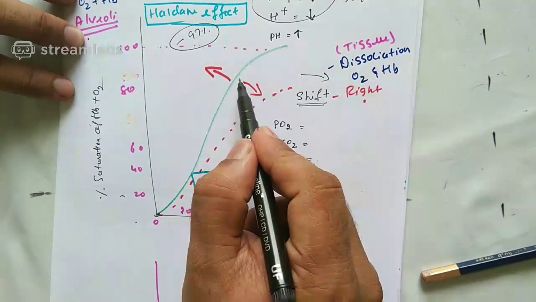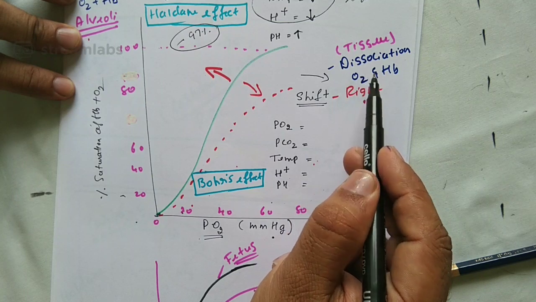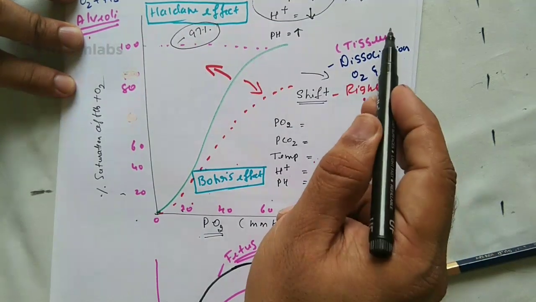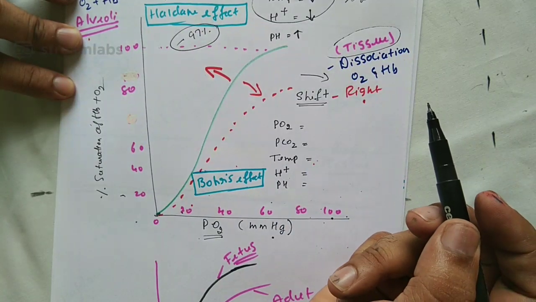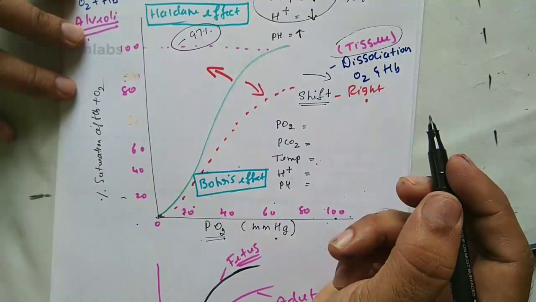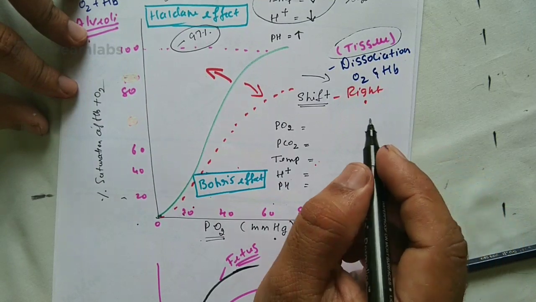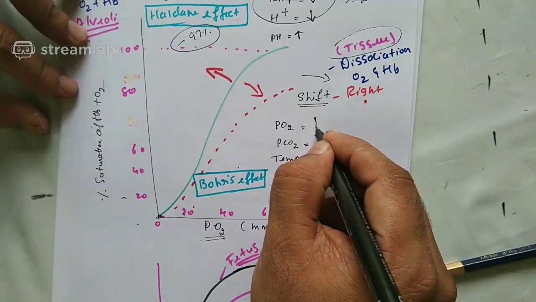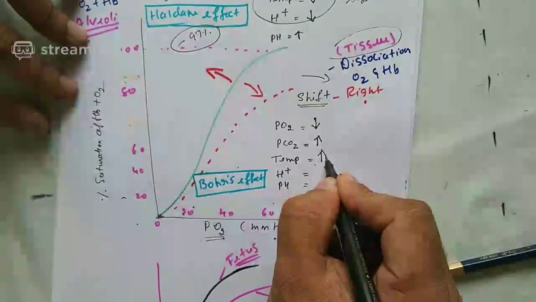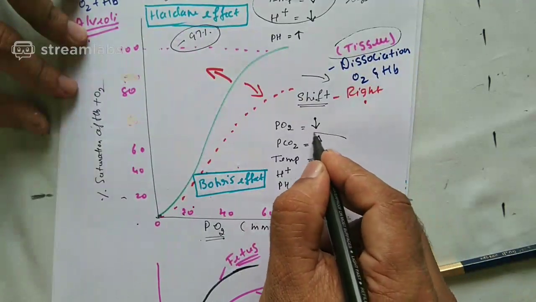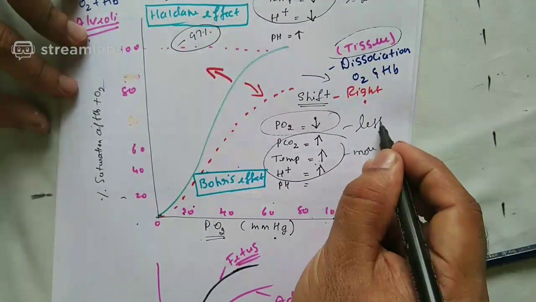When the graph is shifting towards the right side, it means dissociation of oxygen from hemoglobin. It occurs at the tissue level. Occurs at what level? Tissue level. What are the conditions? You just tell me. If hemoglobin has to lose oxygen, its affinity has to decrease, right? For that, the partial pressure of oxygen should be less. Rest all are more. See, CO2 should be more. Temperature should be more. H plus ion more. So these all are more, and this is less. Please remember that.